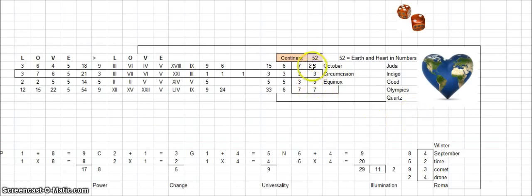The number 7337, which was the second side, ends up being the exact number for 52 on the reverse key. Now 52 is the number for heart, earth, in numbers, which is really cool and can be referenced on the dice as part of the 7 rule that I was talking about.